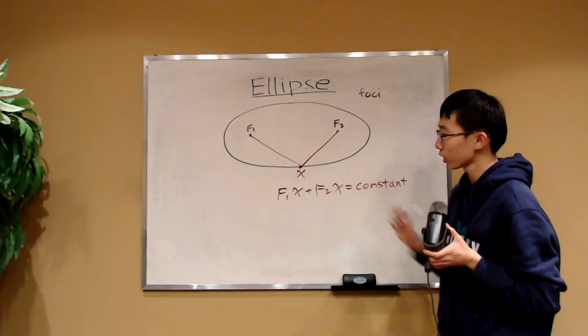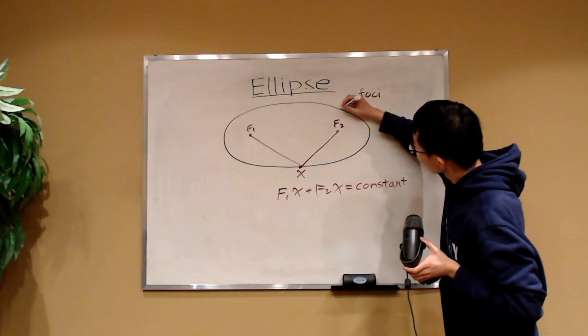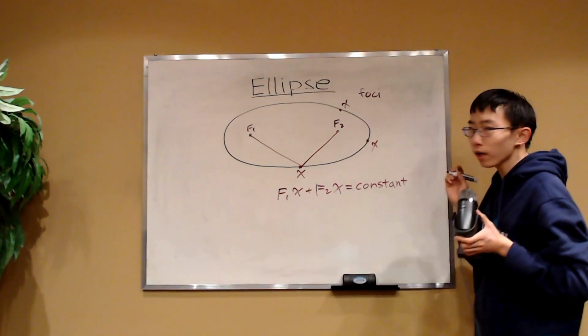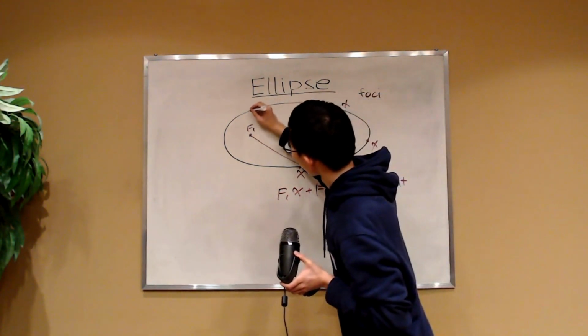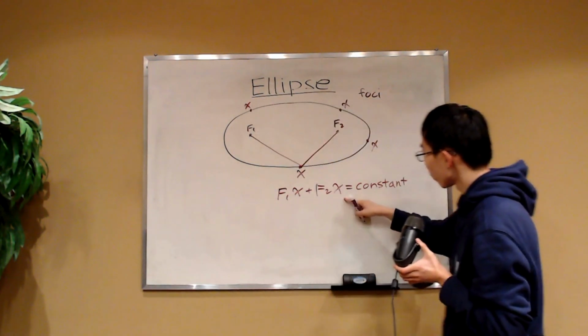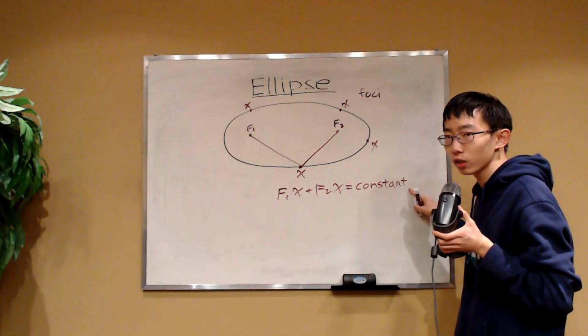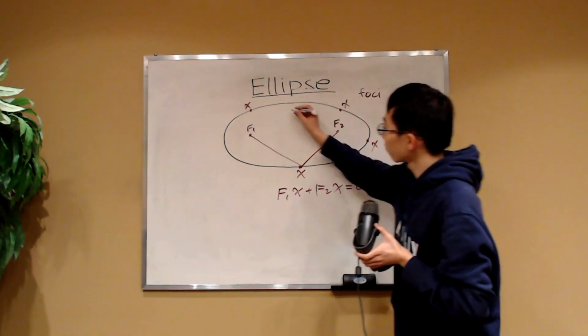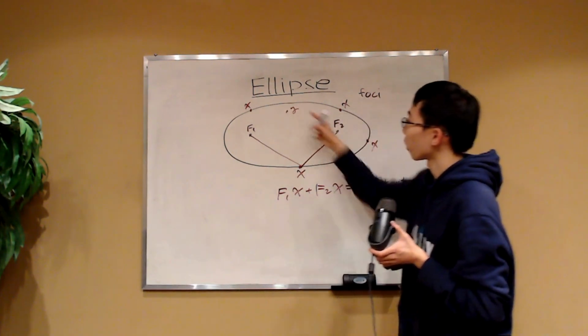So I chose X here. I could have also chosen X to be here. X could also be here. No matter where on the ellipse I choose the point X, this sum will always be equal to the same constant value.